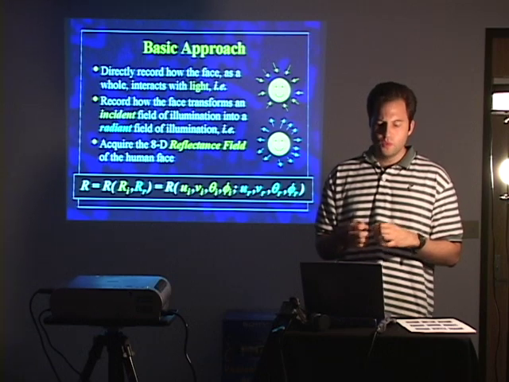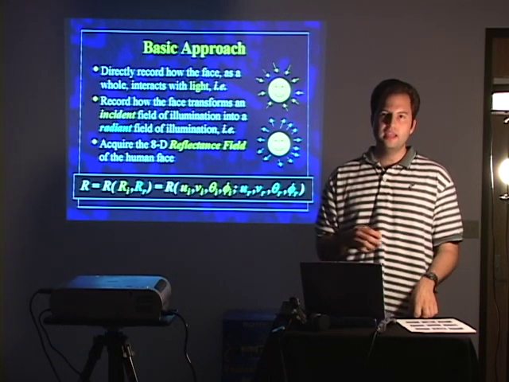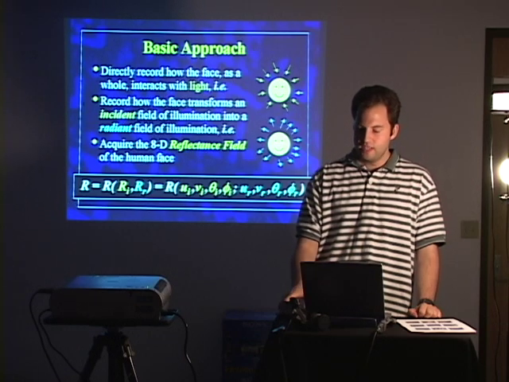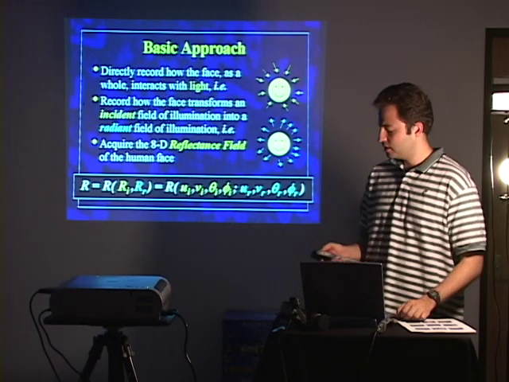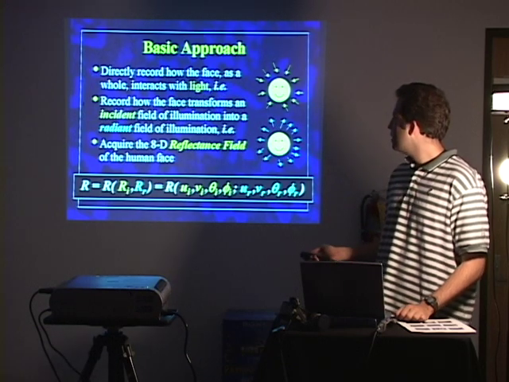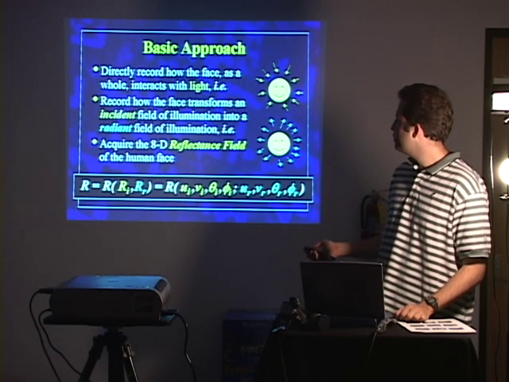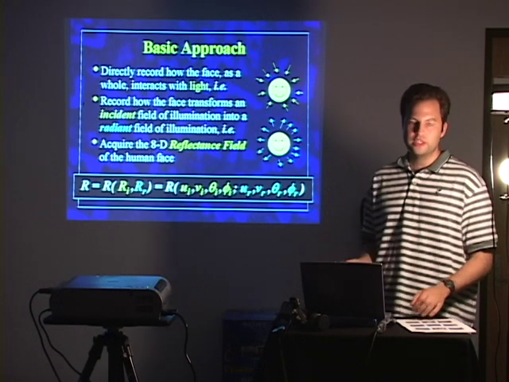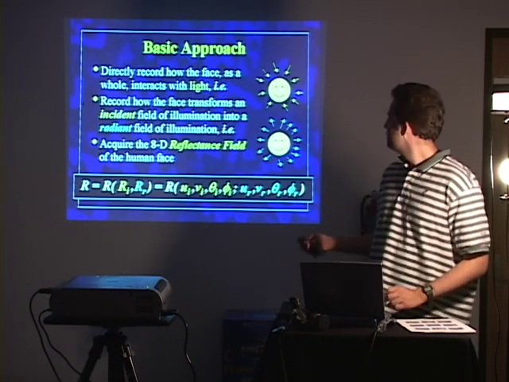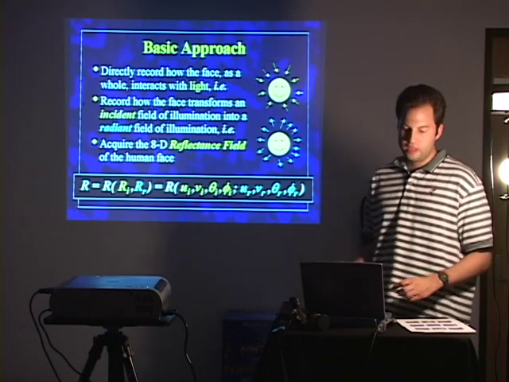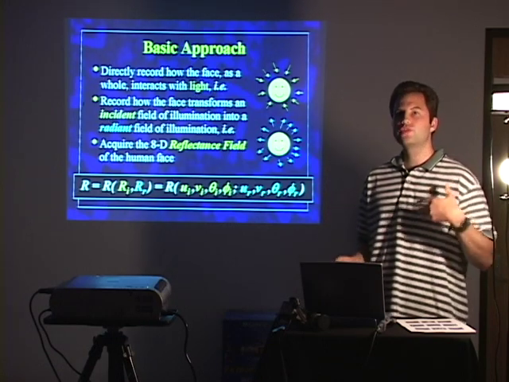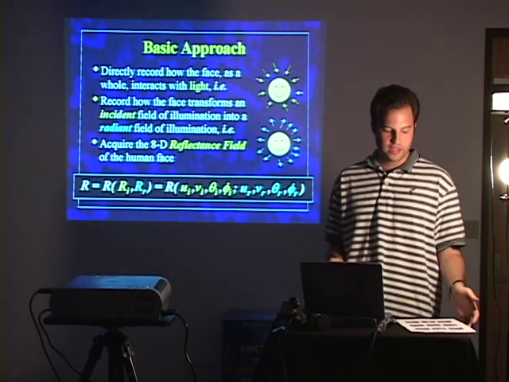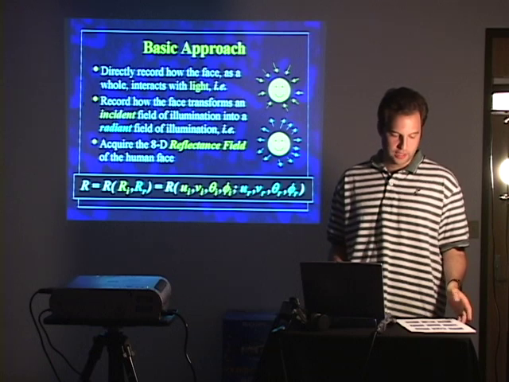And we'll call this acquiring the 8-dimensional reflectance field of the human face. You can see that a reflectance field is basically denoted by R, and you have a field of illumination coming in, a field of illumination going out. Each one of these things is a 4-dimensional quantity of the light going into the face and coming out. And what we're going to talk about here are ways of acquiring slices of this reflectance field and then using them to generate new renderings of the face from different angles and in different lighting conditions.